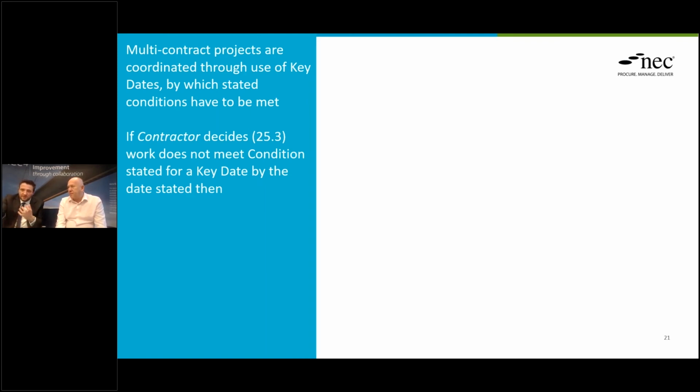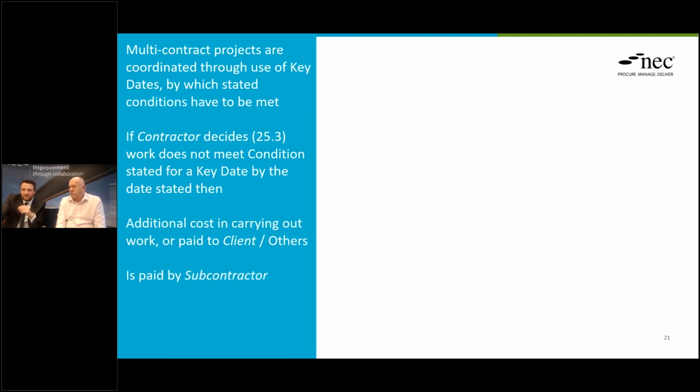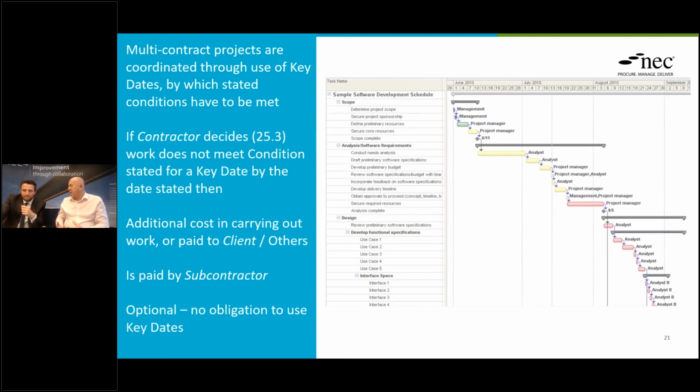So essentially, how they operate is that if the contractor decides the subcontractor's work is not met by a certain date stated, then any additional cost in carrying out that work, or cost paid to others, including the client, is paid by the subcontractor. Yeah, that's how it operates. And rightly, people get nervous about this because you don't pre-liquidate. You don't know the extent of failure in terms of condition or time, so it's a risk item, isn't it?